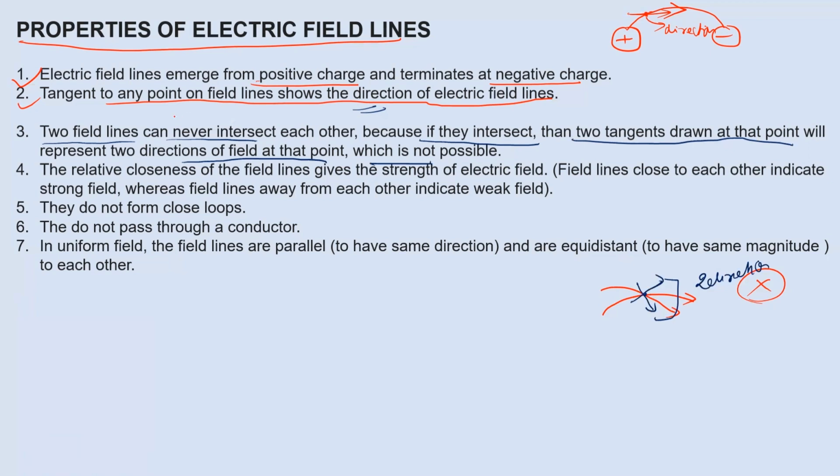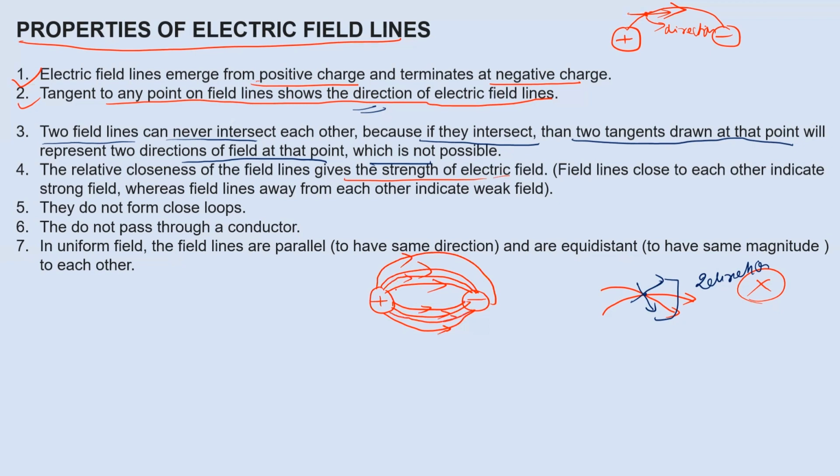Now we will see the fourth property of the field lines. The relative closeness of the field lines gives the strength of the electric field. Suppose you have a positive charge here and a negative charge here. We have already seen the representation, the field lines will be represented this way. If you see here, as you go away, the closeness will start decreasing, right?